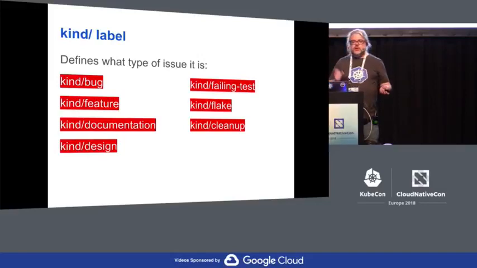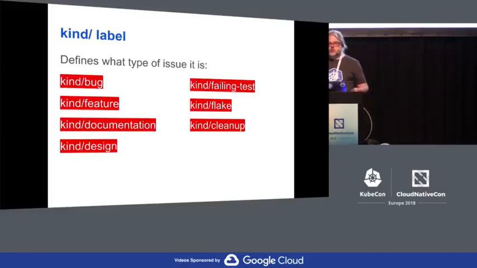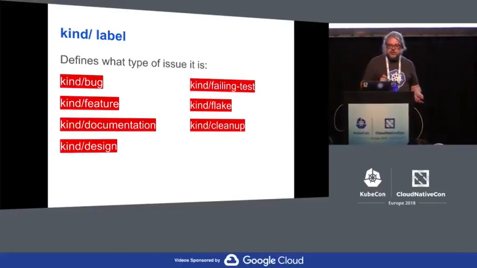Flaking tests are tests that fail but not all the time. And they're the most annoying ones for that reason. And refactoring, et cetera, goes under kind cleanup. So those are the two labels that you need immediately. And if you don't put them in, the bot will remind you. And if you ignore the reminder, it will close your issue. So you need those 2 immediately.